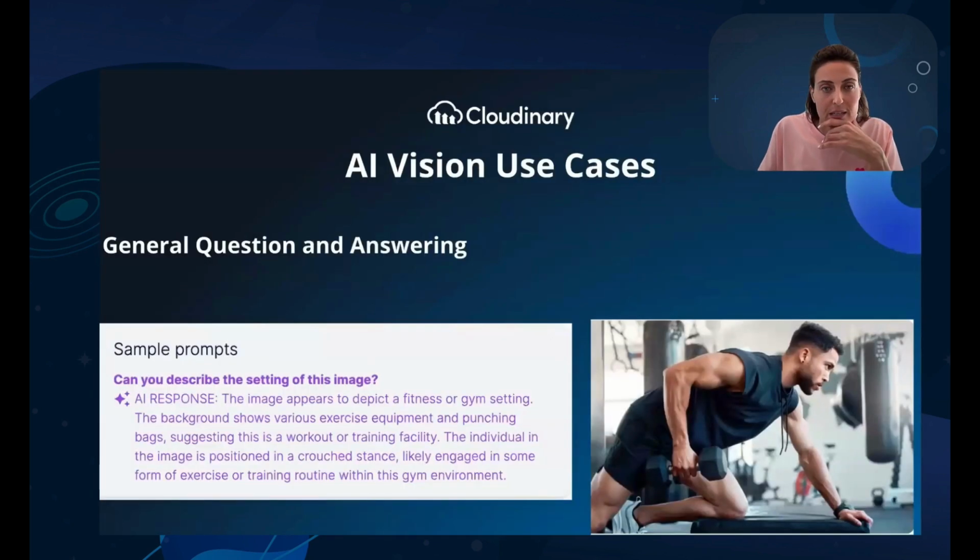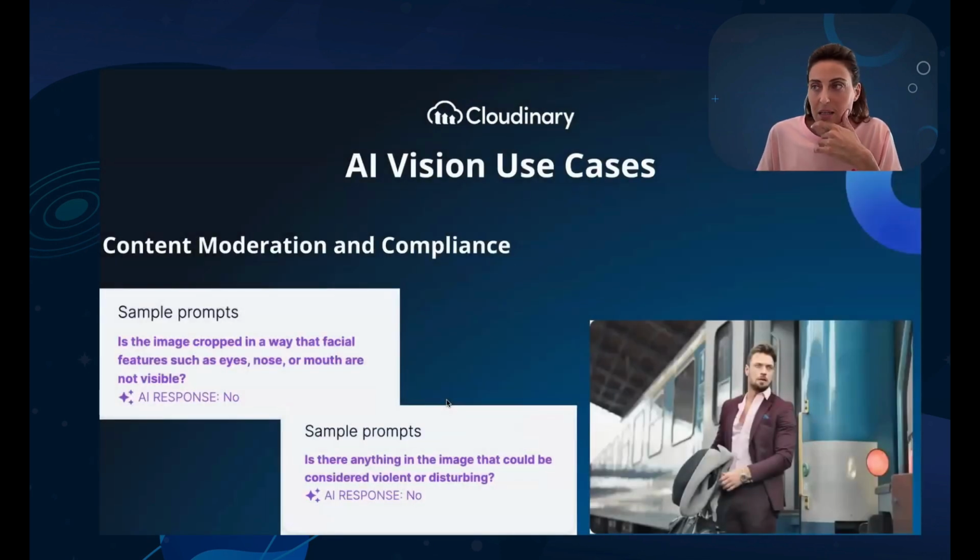The first use case is general question and answering. For example, you can ask a very simple question here: can you describe the setting of this image? And then you have the answer: this image appears to depict a fitness or gym setting, etc. The second use case is content moderation and compliance. With AI Vision, you can quickly and instantly check if the image meets your brand or platform standards with no manual review.